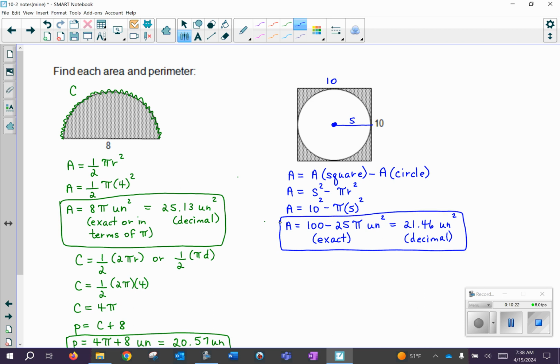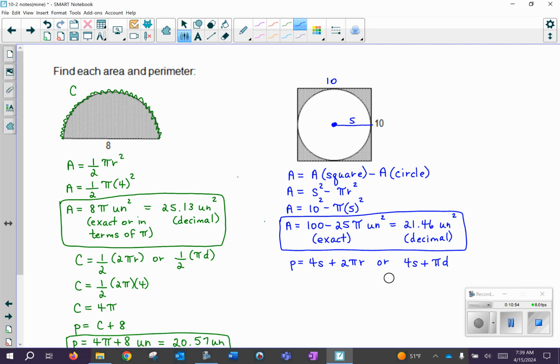Now perimeter, again, remember, since it's a shape inside of a shape, you're just adding them together, right? So the perimeter should be the outer fence, which is the perimeter of a square, which is 4s, plus the perimeter around a circle is called circumference, right? And that distance is 2 pi r. It could also be pi d. So I'll just say the other option would be 4s plus pi d.